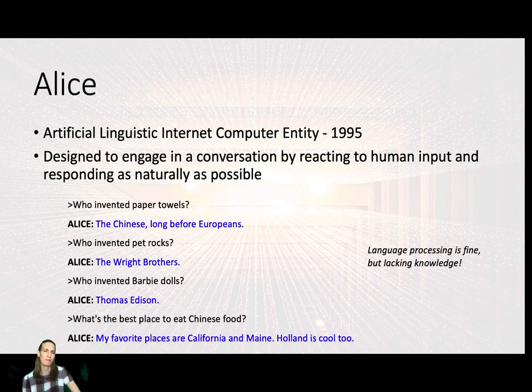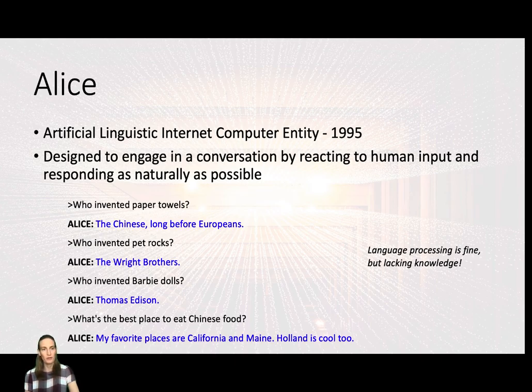Let's have a look. Alice is an artificial linguistic internet computing entity, that's what it's short for. It was developed in 1995, and it is basically a chatbot, an NLP system that can answer you. If we look at how it processes and answers responses, you will see that the language processing is actually fine, but what's missing is knowledge.